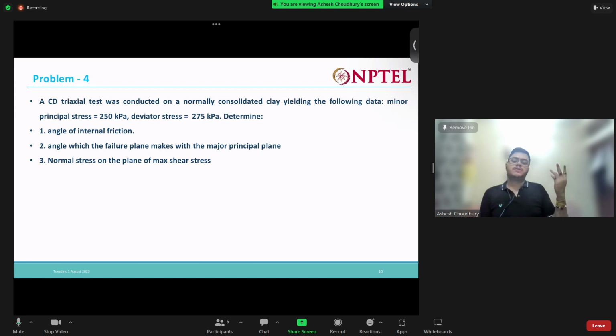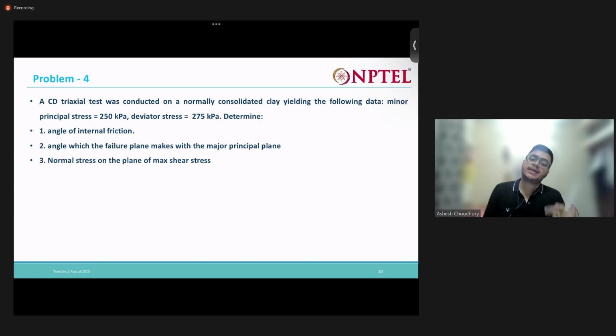Right. So if we remember, the plane of maximum shear stress and the failure plane are different, right? Those two are different quantities, correct? The maximum shear stress, and the plane of the maximum shear stress, and the failure plane, at both these planes the shear stresses are different. At the failure plane the shear stress is not maximum, right?